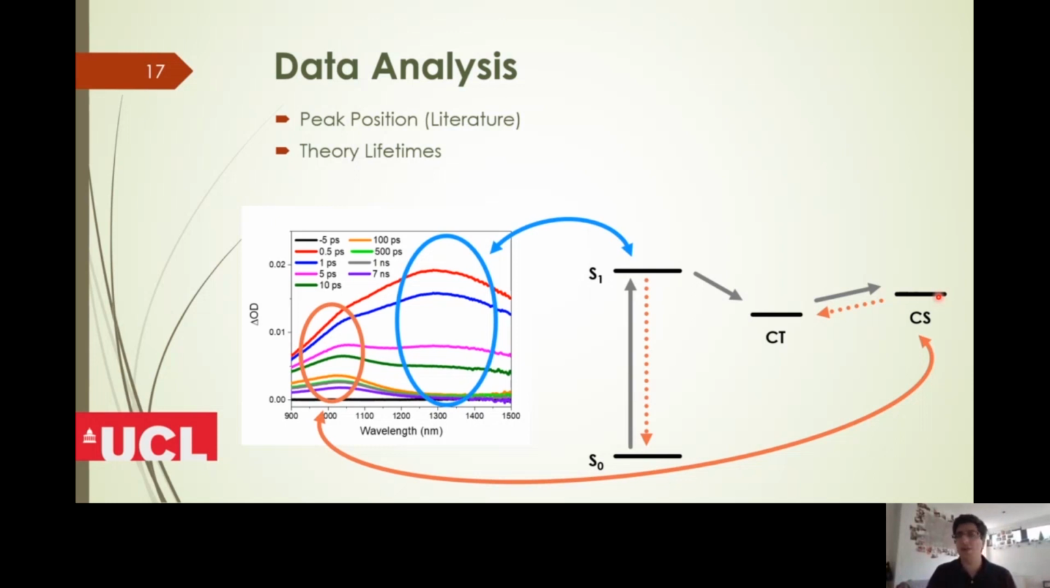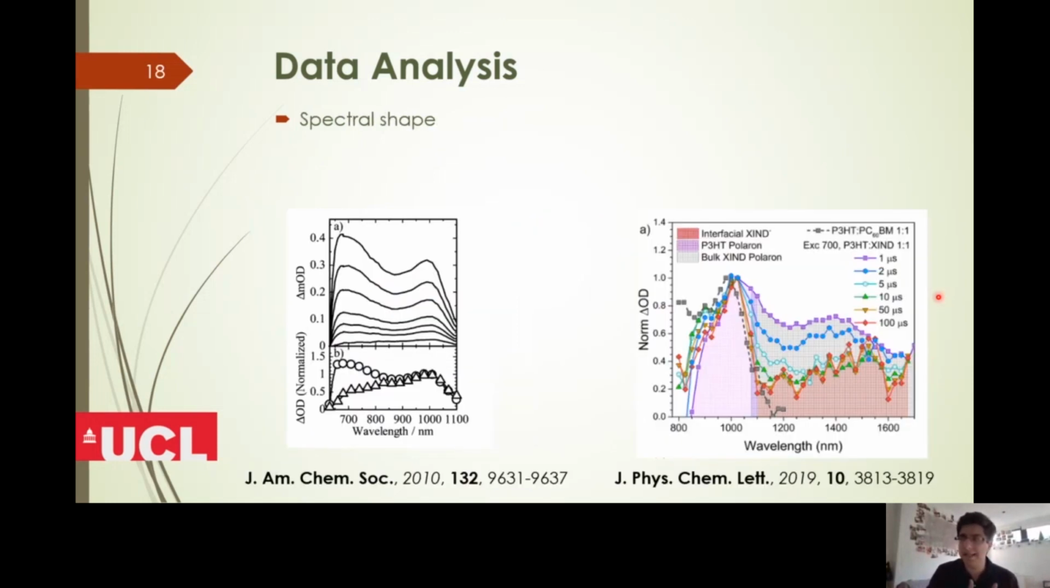What different things can you see also in TAS? The spectral shape of a species also can give you some information. For example, here, Okita et al. In this paper, they found that P3HT, the polymer that everyone uses as a reference in OPV, had two different peaks, one at 700 and another one at 1000. And they saw that the peak at 700 decays faster than the one at 1000.